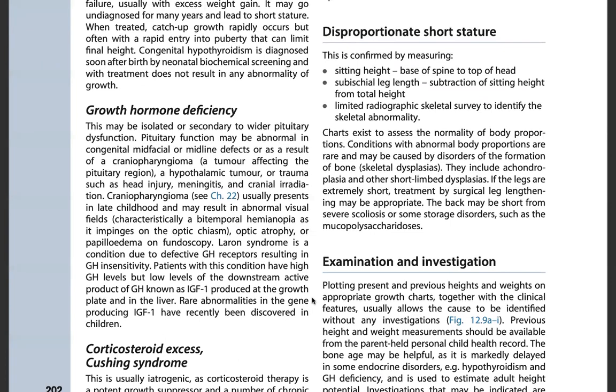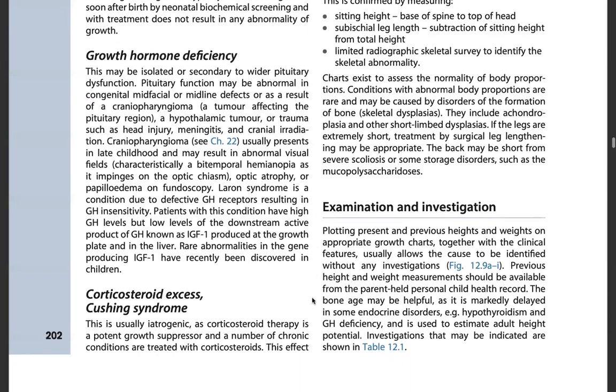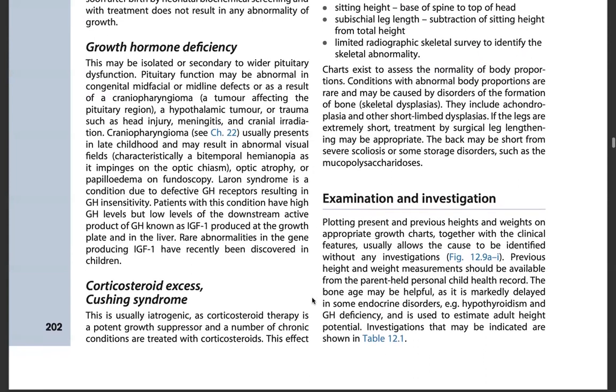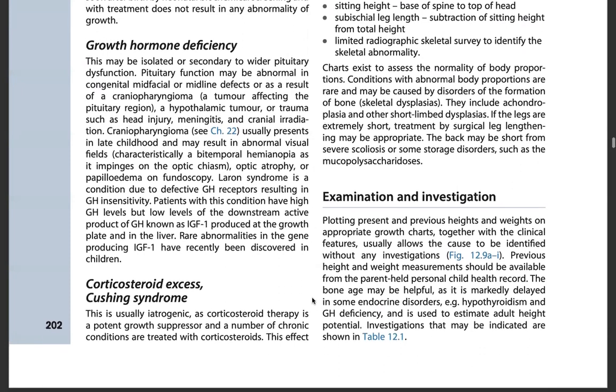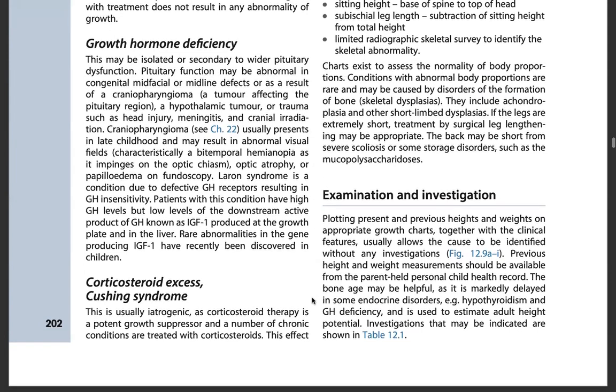Conditions with abnormal body proportions are rare and may be caused by disorders of the formation of bone, skeletal dysplasias. They include achondroplasia and other short-limbed dysplasias. If the legs are extremely short, treatment by surgical leg lengthening may be appropriate. The back may be short from severe scoliosis or some storage disorders such as mucopolysaccharidosis.